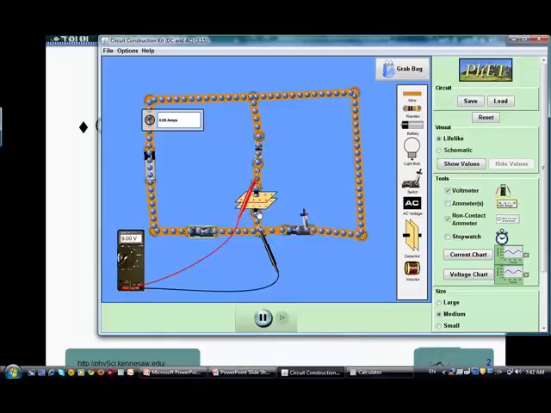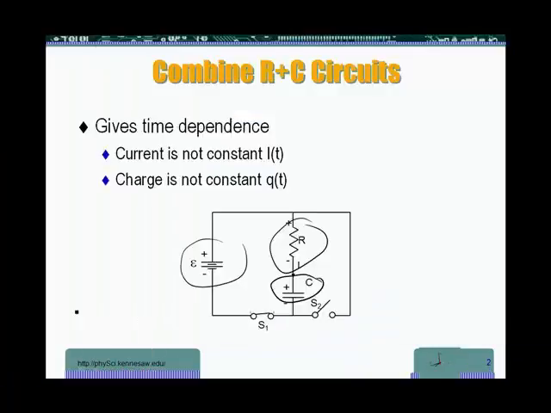Now the point I'm trying to get across here, I hope you have noticed, is that the current is not constant. It changes as a function of time. Similarly, the voltage across the capacitor changes as a function of time. Obviously, the voltage across the resistor is going to be changing as a function of time as well, because the voltage across the resistor is given by Ohm's law, R times I. If I changes as a function of time, then the voltage is going to change as a function of time. That's what we are going to study in the next few recordings.